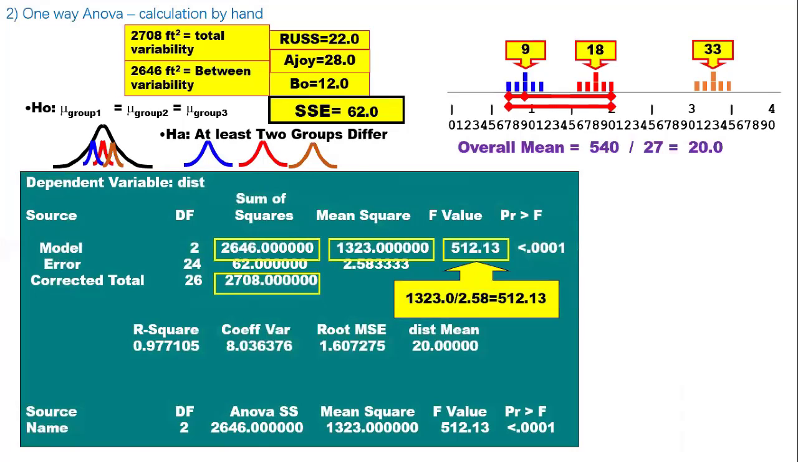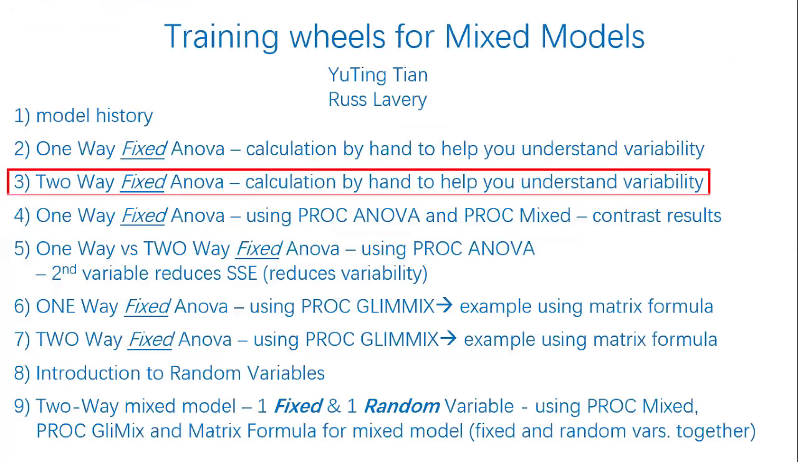We can know our F value is 512.13, and this is our R square, 0.977. Let's go to the third section, two-way fixed ANOVA.